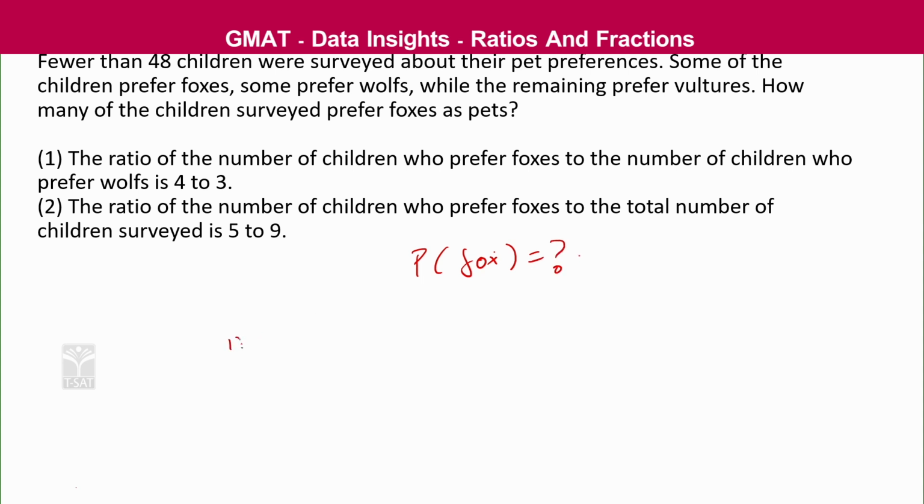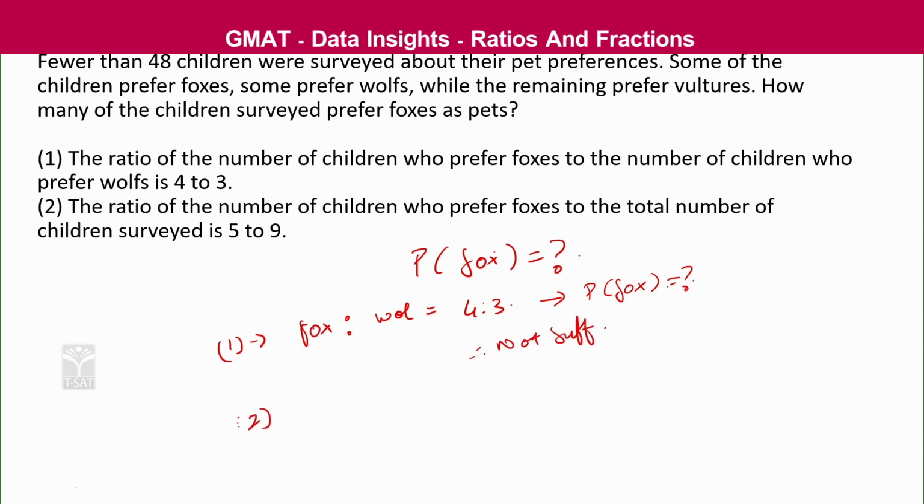Statement 1 is saying that the number of children who preferred foxes to the number of children who preferred wolves is 4:3. From this, we do not know the total number of children, or the ratio of vultures, or what fraction are vultures. So, we cannot comment on the probability that a child prefers foxes, and we cannot give the value of that probability. Therefore, this information is not sufficient to answer the question.